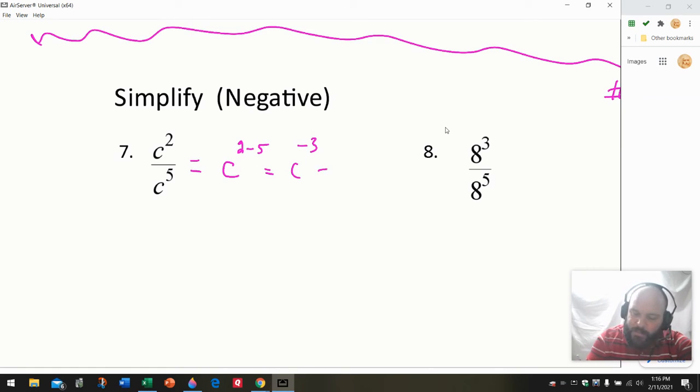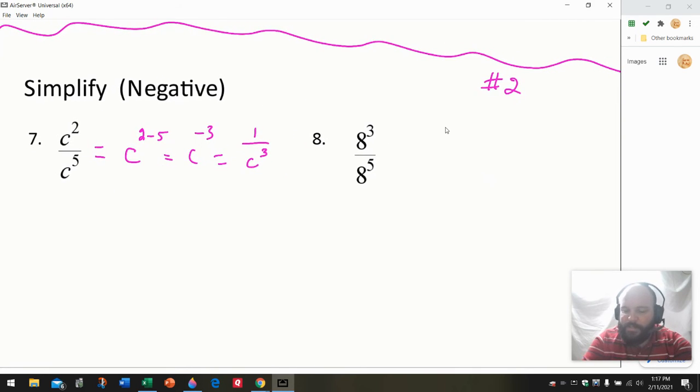So the next thing is going to be, we're going to make it 1 over c to the third. Now, the other thing that I want you to understand about that is that process of moving the base and the power down, because the negative is there. When you move it down, the power is no longer negative. It becomes positive. And so that is our final answer, 1 over c to the third power.